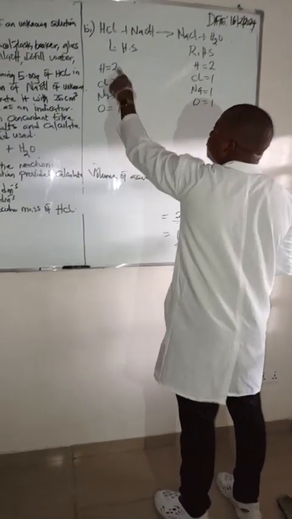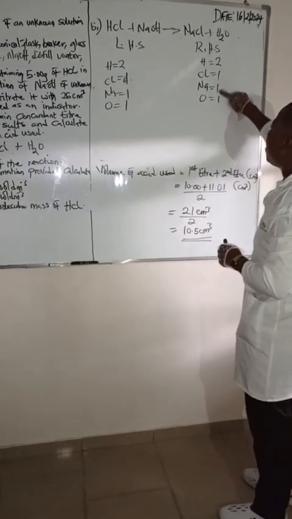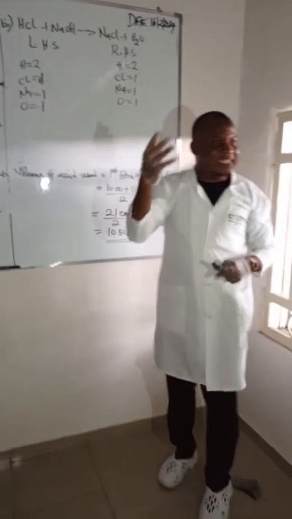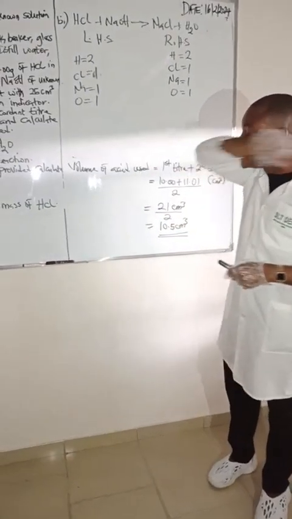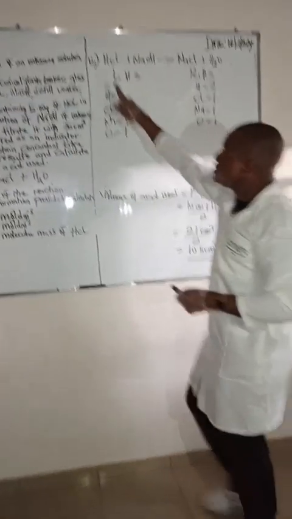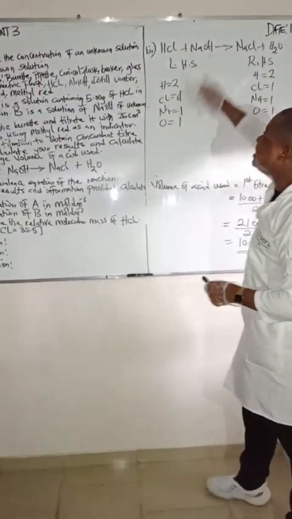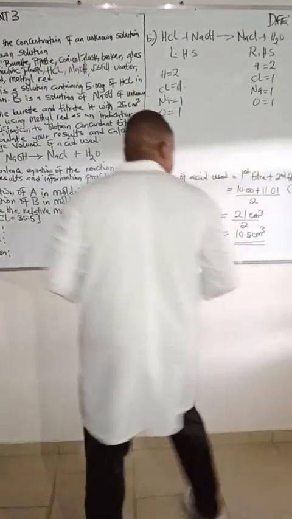On the left hand side we have 2, 1, 1, 1. On the right hand side we have 2, 1, 1, 1. So this equation is already balanced. They just want to test your knowledge about this. Now note, it is 1 mole of the acid reacting with 1 mole of the base. Please put this at the back of your mind, because we will use that.